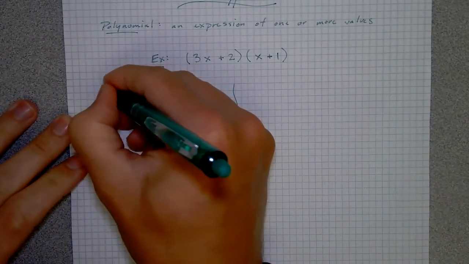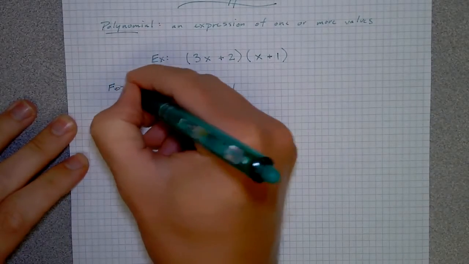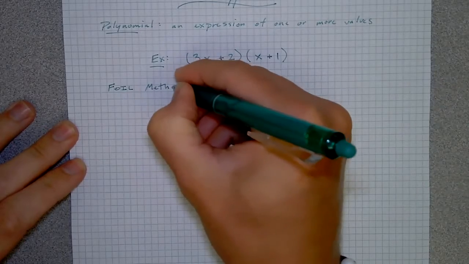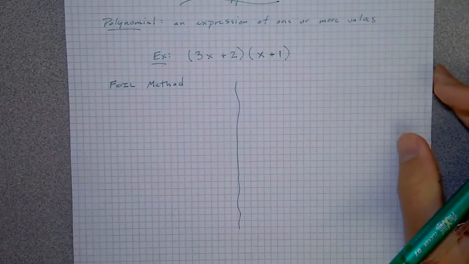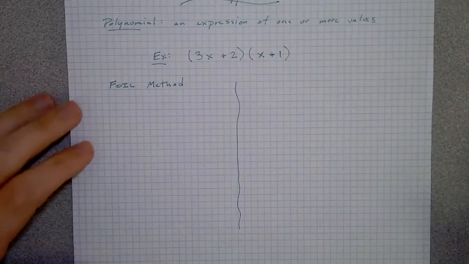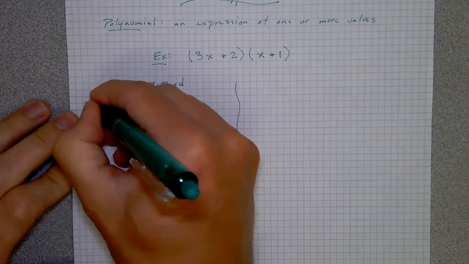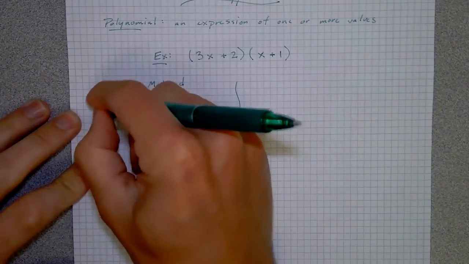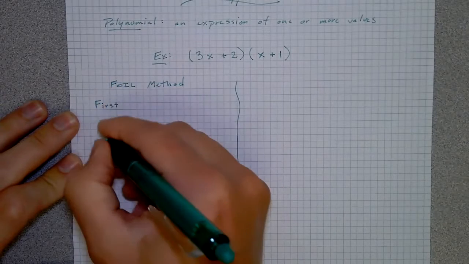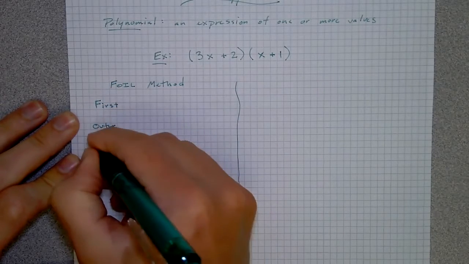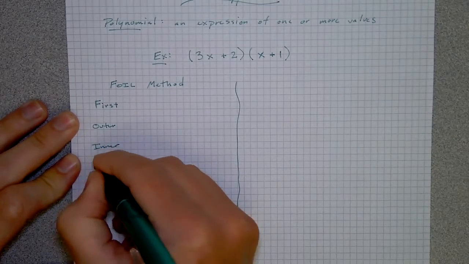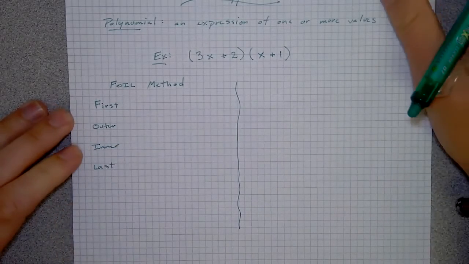So the first method, okay, it's called the FOIL method. Okay, it really only works for binomials where you have 2 by 2. Okay, FOIL is an acronym that stands for first, outer, inner, and last.